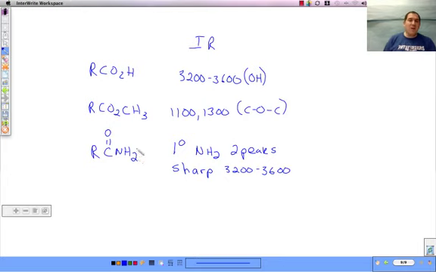Now if you had a secondary amide, where you had an alkyl group attached to this nitrogen, then you would have only one peak in that region. But again, it's sharper than the OH. How about if I'm looking at the proton NMR? Here, 12 to 15 ppm is what? It's the H of the acid.